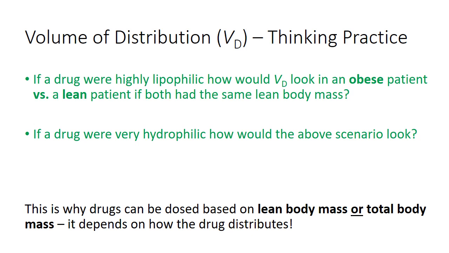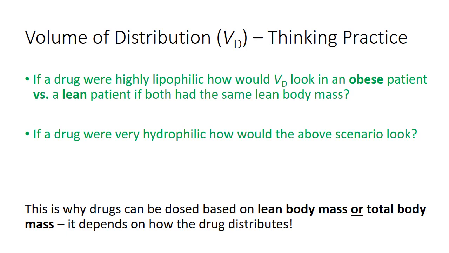So if a drug were highly lipophilic, how would VD look in an obese patient versus a lean patient if both had the same lean body mass? So let's think about that. You have a patient that's obese, so we're assuming they have extra adipose. We have a patient that's lean. But both of those patients, if you removed all of their fat, and that's the lean body mass, right? If you removed all of their fat, what if they were the same weight? And the question is then, what I hope you're thinking about is, how does that obesity affect volume of distribution? How does that obesity affect fluid volume?